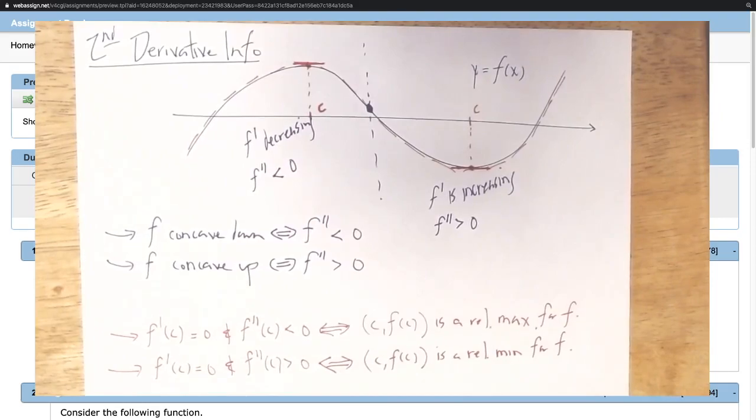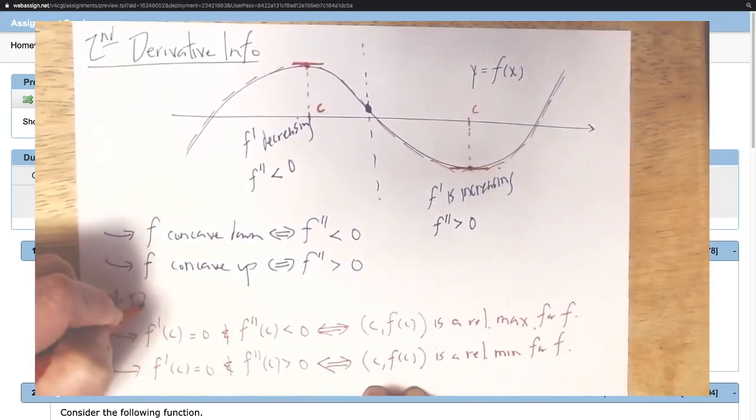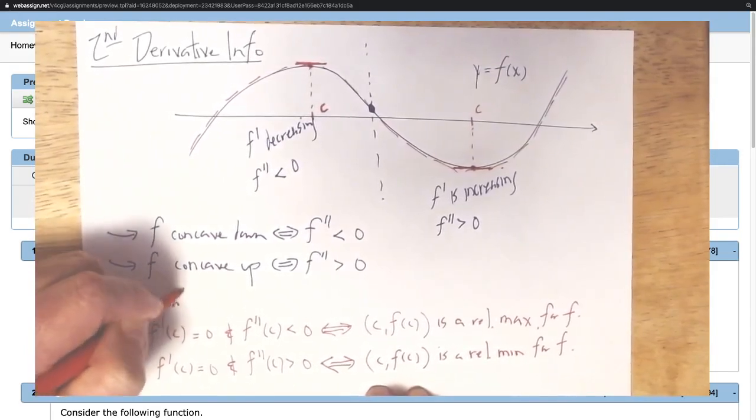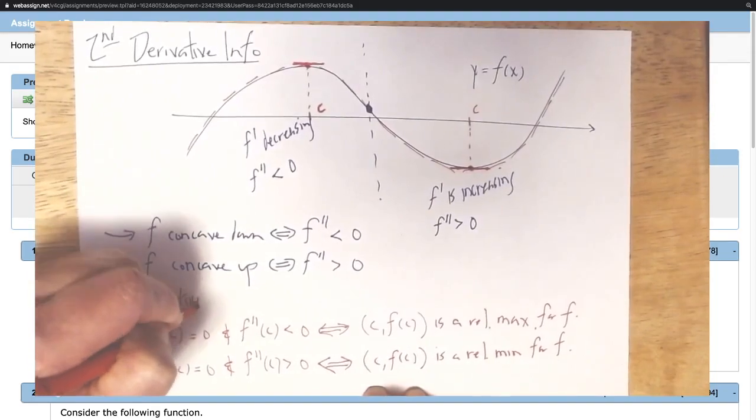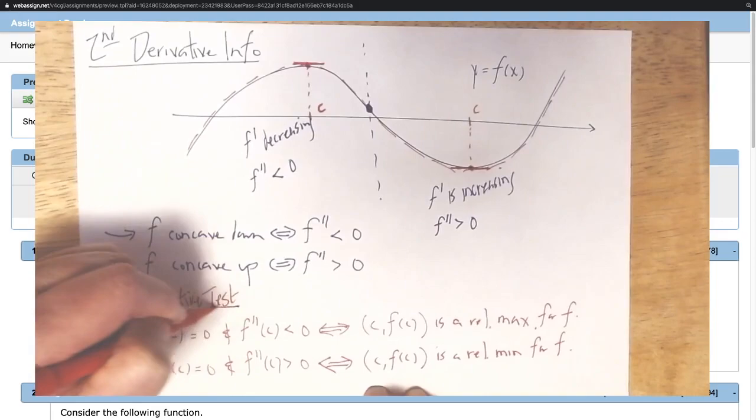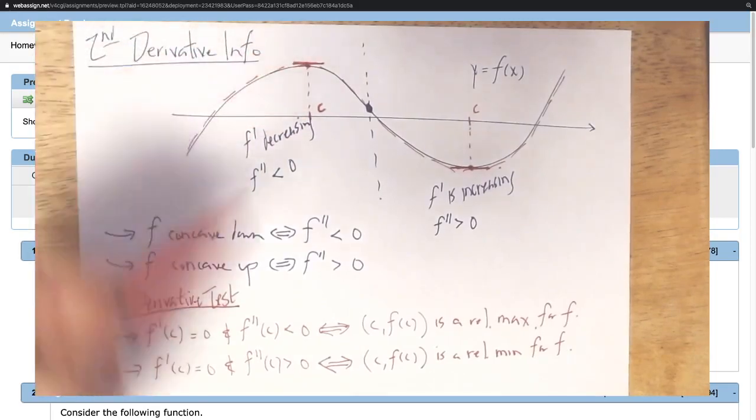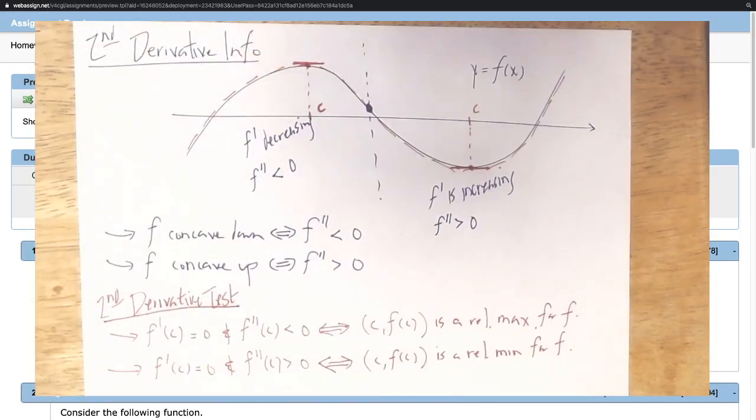And those two ideas together are called the second derivative test. And so it's a really good way of determining whether a critical point is a max or a min. You look at the second derivative and think about concavity, and you'll come up with the right answer.